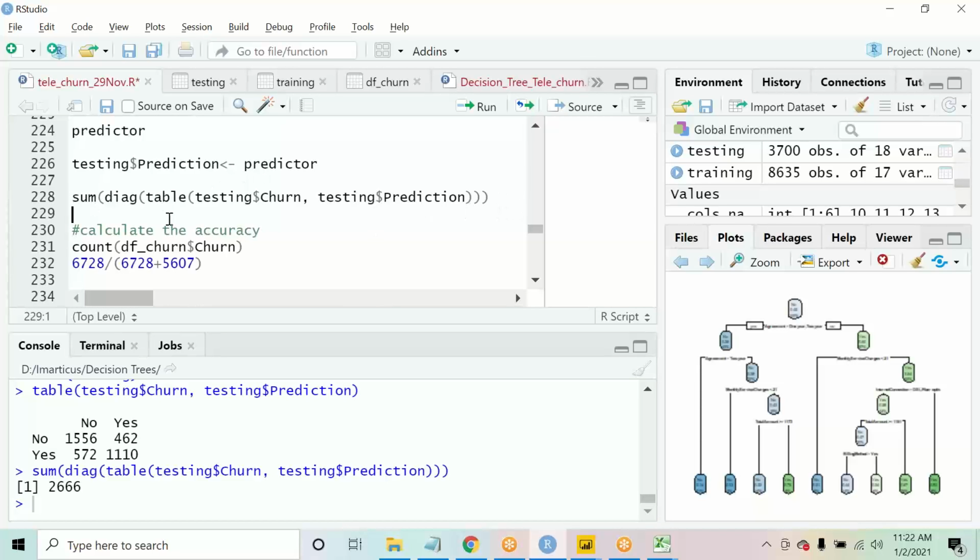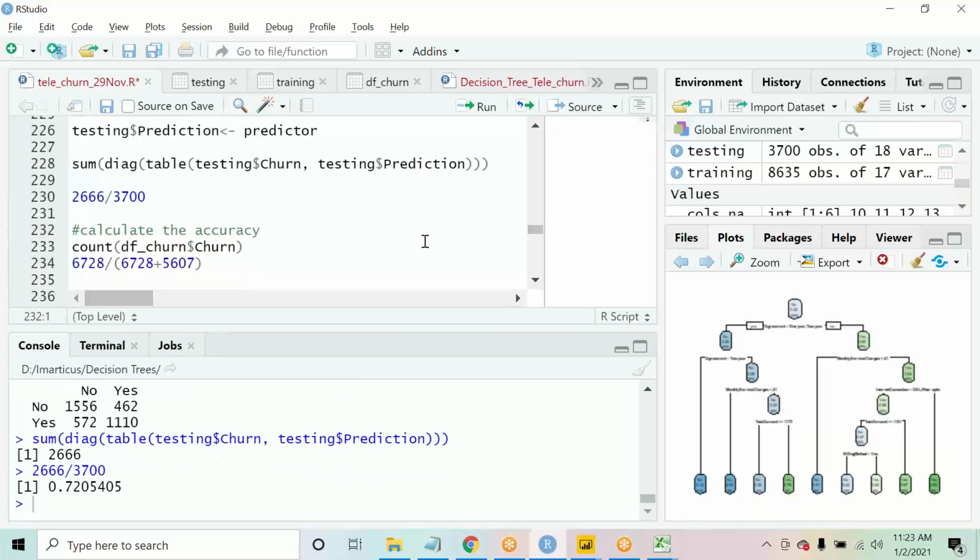What we will do now is divide this 2,666 by how many rows we have. We have 3,700 rows, right? In the testing data set, we have 3,700 rows total. So 72%, right? This is what the accuracy is. So the model is giving us an accuracy of 72%.